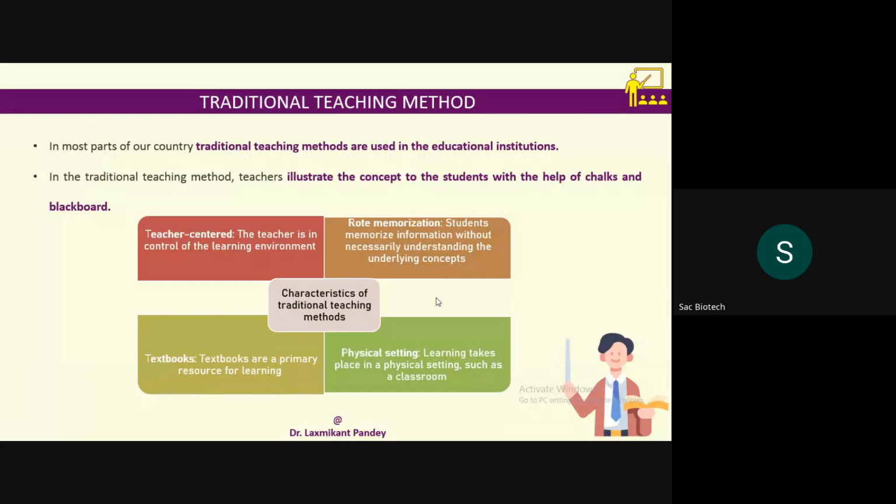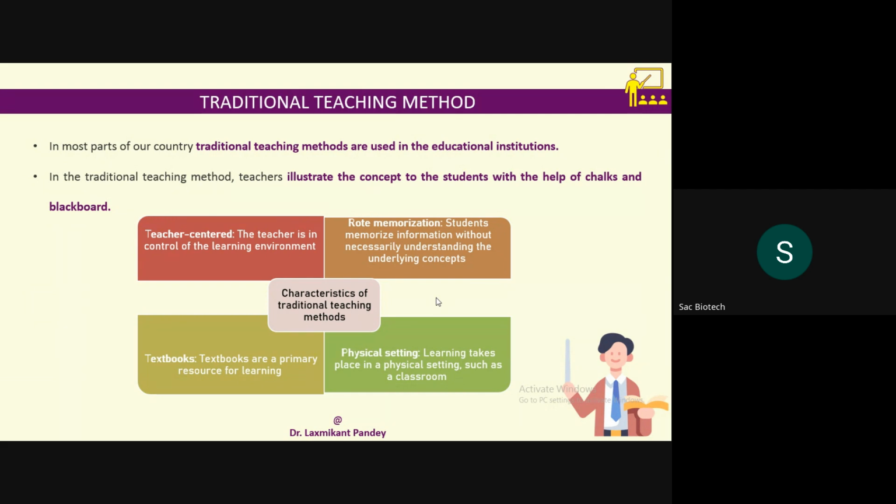The first is the teacher-centered method. Traditional teaching is normally a chalk and talk method. We are using chalk and the traditional blackboard, and we are teaching. So this is a teacher-centered method, because the teacher is explaining the things, and the students are passive learners, because they are not actively involved in the teaching methodology. But in nowadays teaching methodology, the students become active learners, not only passive learners. So traditional teaching methods are teacher-centered.